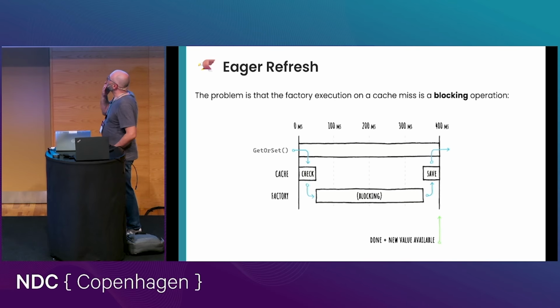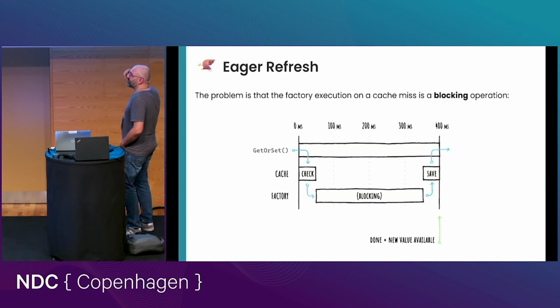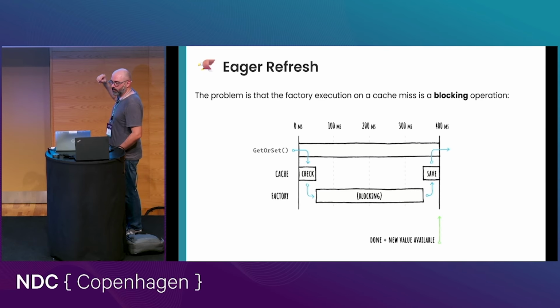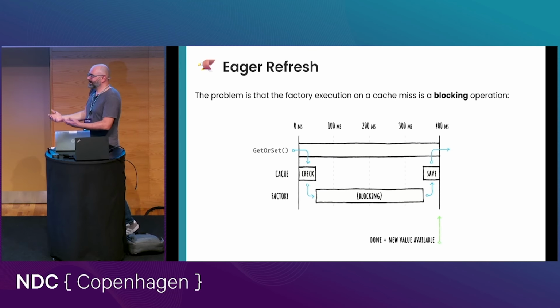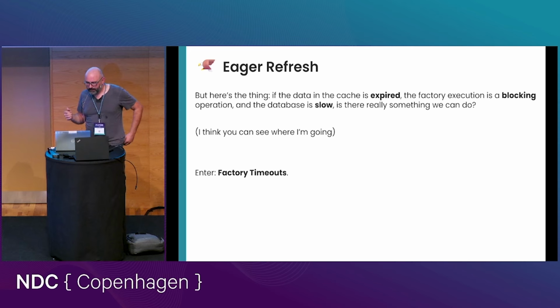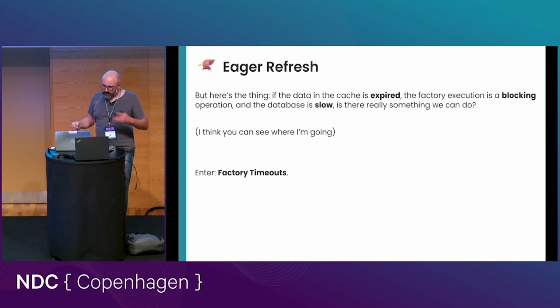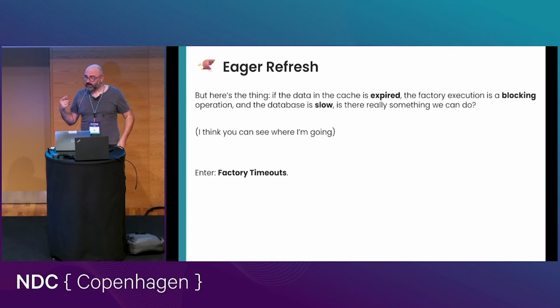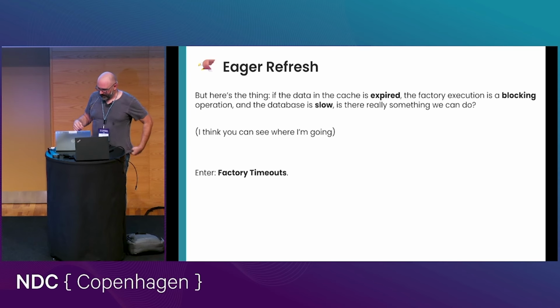All of this because the fundamental issue is that the factory execution is a blocking operation. We need to wait. We need the data. We ask for the data, and we need to wait. So, the thing is, if the data in the cache is expired, the factory execution is a blocking operation, and the database is slow, is there really something we can do? And by now, you probably already know where I'm going.